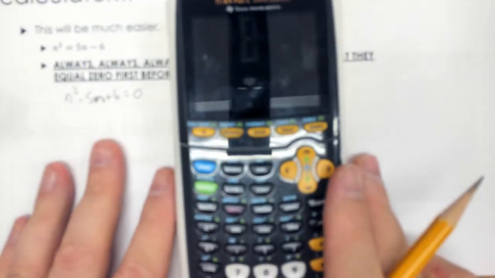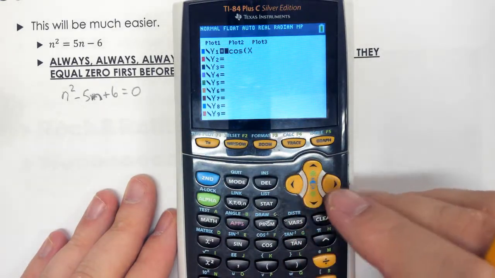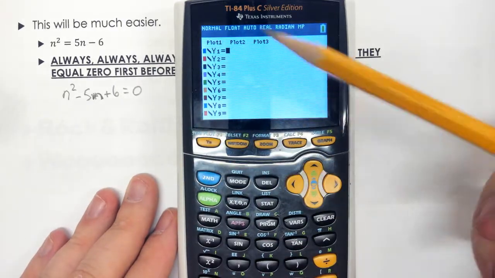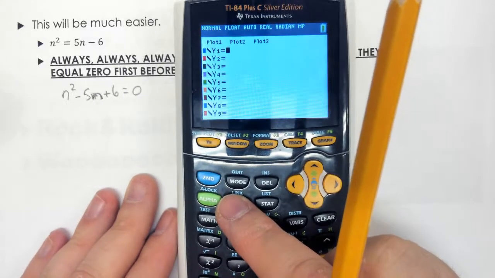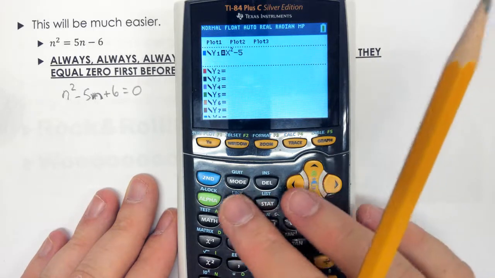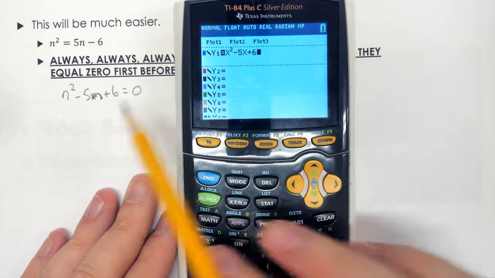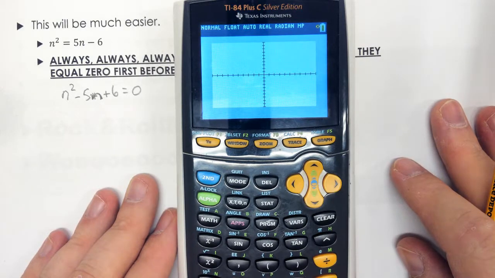We're going to use that equation, and I'm going to turn on my calculator first. Clear that out. I know this says n, but it's just a variable, so I'm going to represent that in my calculator as x. So I'm going to do x squared minus 5x plus 6. Now I've got my equation put into the calculator, and I'm going to graph it. There's my graph.